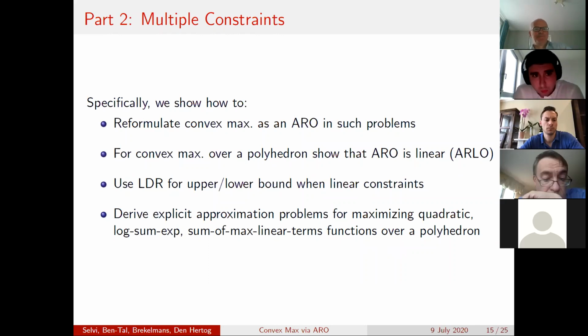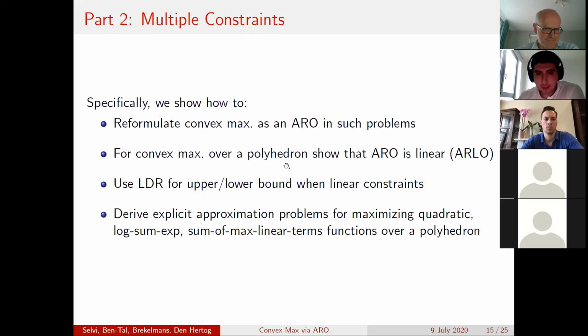Okay, in the second part, we talk about multiple convex constraints. In this case, we have a convex function, the objective function that we are maximizing, and we have multiple convex constraints. And similarly, we again show that there is an ARO problem that is equivalent to the original problem. And then I will show you that a specific case where the original constraints are linear admits a special form. Namely, the ARO problem becomes linear. So it's an ARLO problem now.